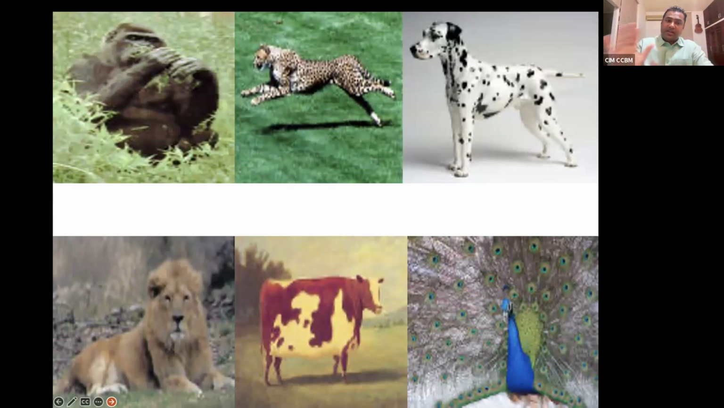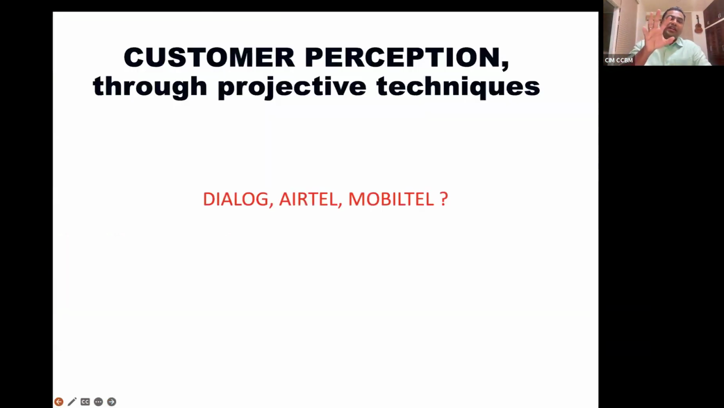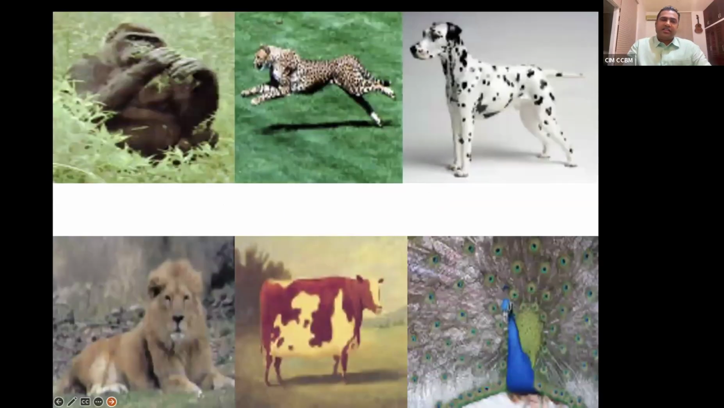Is it positive or is it negative? So if I ask you to tell me who is Hutch here, whom do you think Hutch is? You might say, oh, this orangutan sitting in one place and eating, lazy. So it's not the animal, it's what you say to describe that brand. That is called a projective technique. We use this in qualitative research to understand the brand's emotions, the brand's positioning, the brand's feeling, the brand's perception. So you can ask many questions like that.